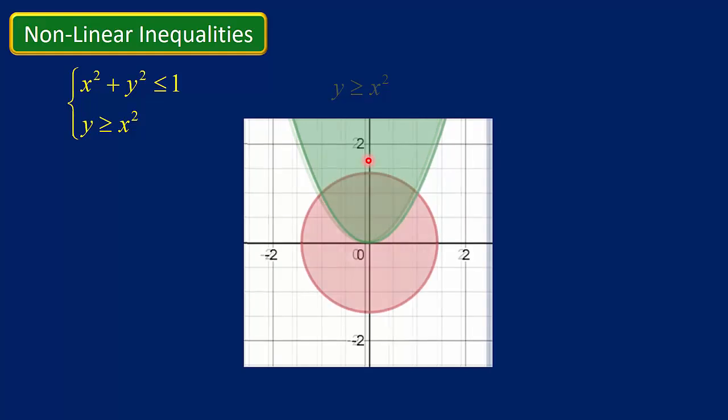Now, if we put these two together, that would be the sketch of the solution region here. It's this part right here, above the parabola and inside the circle. You put those two things together and you get the solution region for this system.